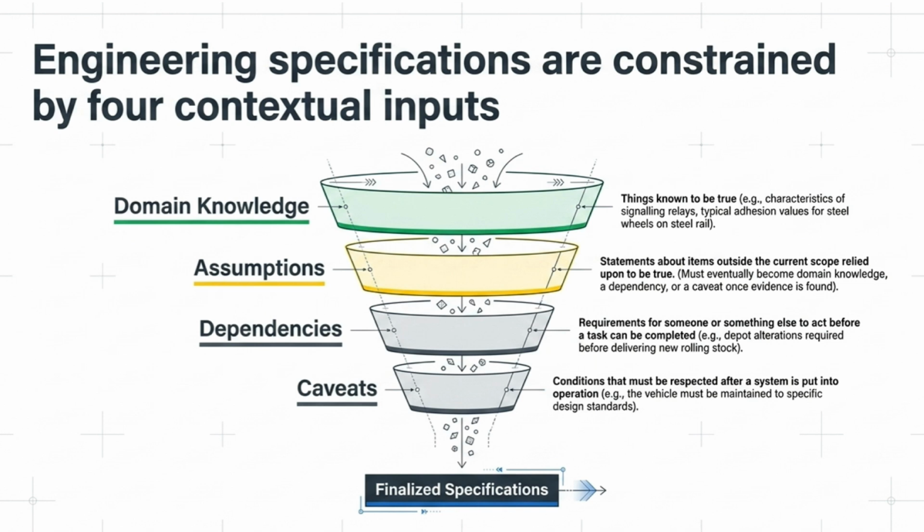And finally, caveats. These are the strict operational rules that kick in after the system goes live. Think mandatory maintenance standards. We can design a brilliantly safe system, but with the massive caveat that the operator actually has to perform the required inspections to keep it safe down the road.